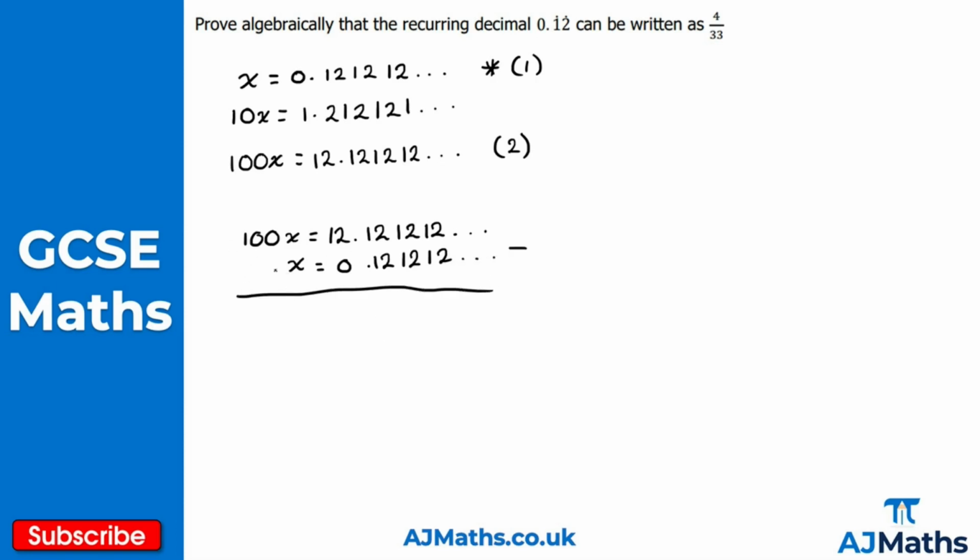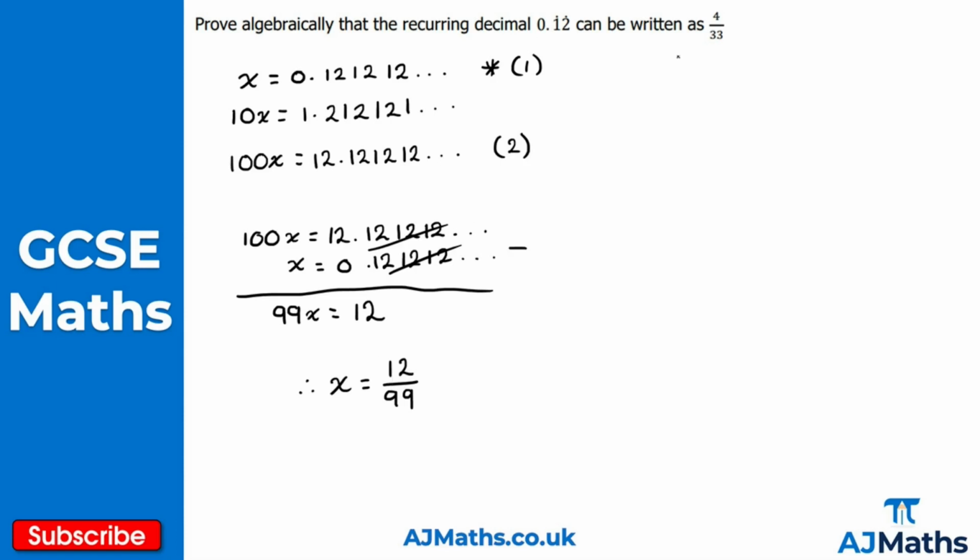Well, hopefully the left-hand side here is nice and straightforward. 100x minus x, that would give me 99x. And subtracting here, I've got 12.121212. Everything to the right of this decimal point will subtract to everything to the right of this decimal point. They just cancel. And I just get left with 12 minus 0, giving me 12. So I've got 99x is equal to 12. We just want x here, so we divide by this coefficient of x. So therefore, x is equal to 12 divided by 99.